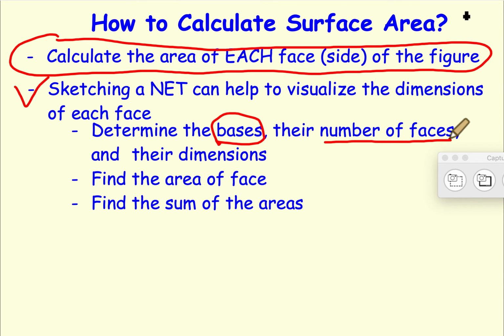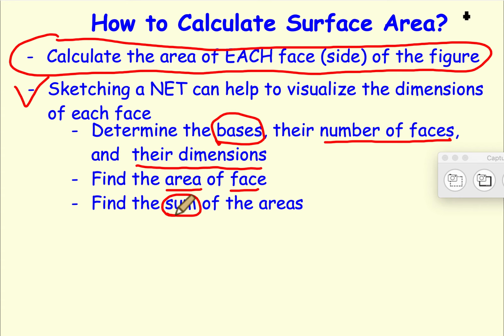Because remember, those faces that are going around the prism are all going to be rectangles. And so if we know what our two bases are, and we know how many faces we're going to have, then we know how many things we need to add up to get our total surface area. And then we need to know what their dimensions are. Once we know that information, we're going to use formulas if we need to figure out the area of each face. Then we're going to find the sum, or add up the areas.